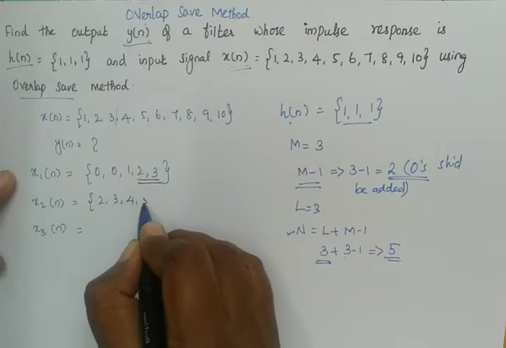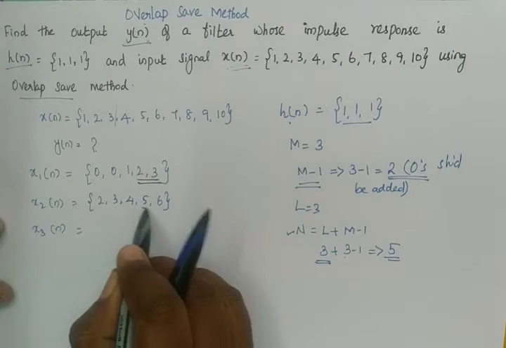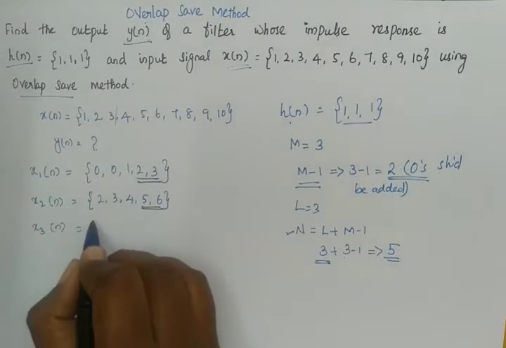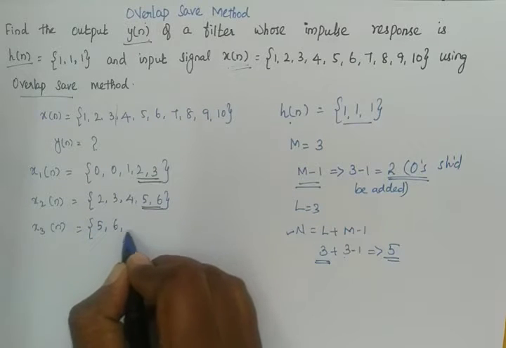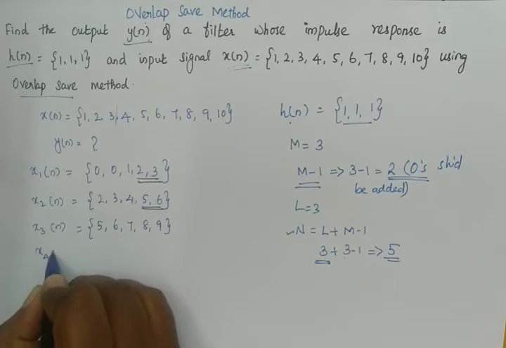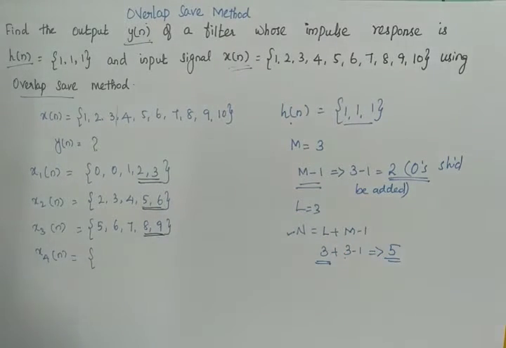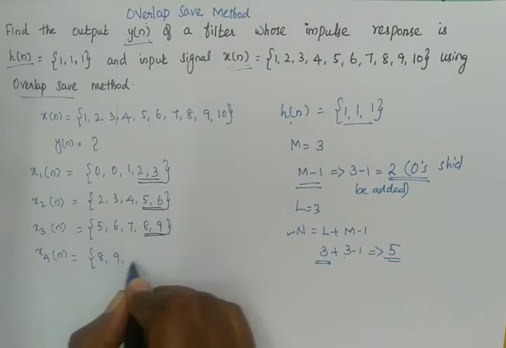So x2 of n is 2, 3, 4, 5, 6. Now what is x3 of n? Again start from this 5, 6, so 5, 6, 7, 8, 9. Then what is x4 of n? x4 of n will again start from this 8, 9, that is 8, 9, 10.